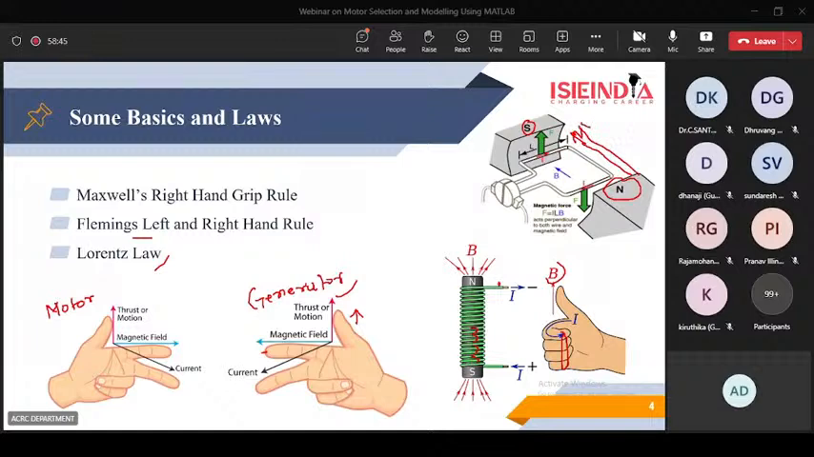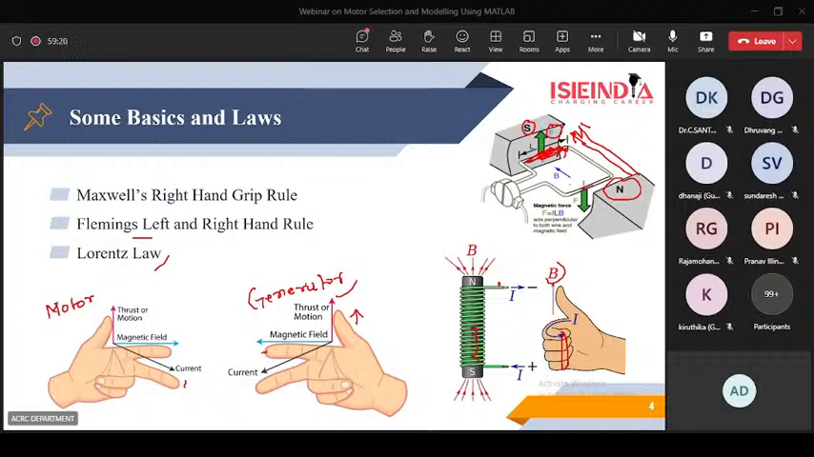And this is the conductor, and the current is flowing through it. Suppose the direction of the current is along this direction. By using Fleming's left hand rule, if we place the forefinger in the direction of the magnetic field and the middle finger in the direction of the current, we can see there is a force acting upward.